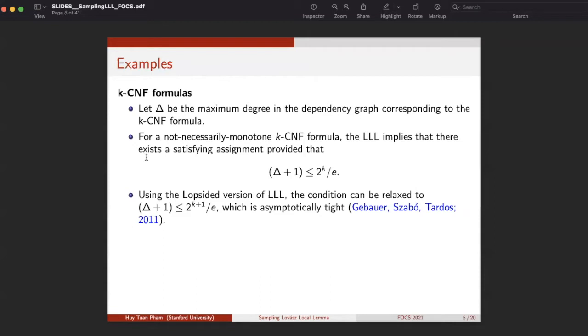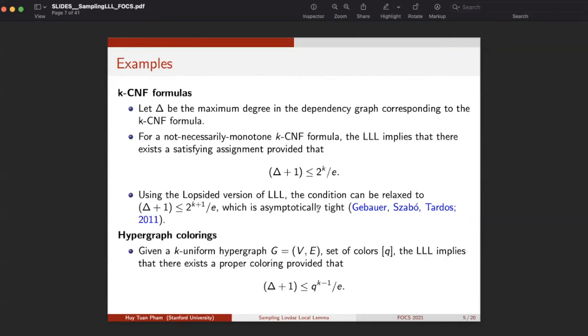So what does this LLL imply in our two examples? In the case of k-CNF formula, it implies that there will always be a satisfying assignment if delta, the maximum degree in the dependency graph, is roughly smaller than 2 to the k over e. And in fact, if we use a lopsided version of the LLL, then this condition can be improved by a factor of 2, which is also asymptotically tight. In the case of hypergraph colorings, the Lovász local lemma implies that there exists a proper coloring if we have that delta is roughly smaller than q to the k minus 1 over e, or in other words, q is at least delta to roughly 1 over k minus 1.